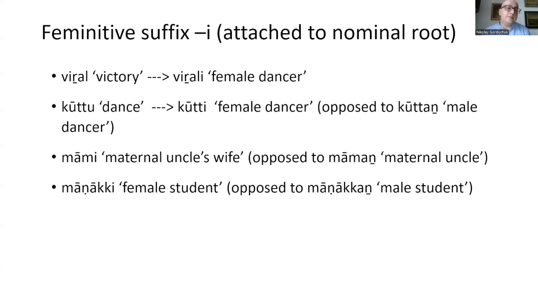For instance, viral, victory, and virali is a type of female dancers, probably bringing victory or somehow associated with victory. Kutu, dance, and kuti is a female dancer as opposed to kutan, who is a male dancer, because an is a masculine suffix. Or mami, maternal uncle's wife, as opposed to maman, maternal uncle, or manaki, which is actually a Sanskrit loanword, but here it's important that it is a feminative suffix. So basically, i can be both an adjunct noun suffix and a feminative suffix, but mostly when it is attached to the nominal root.